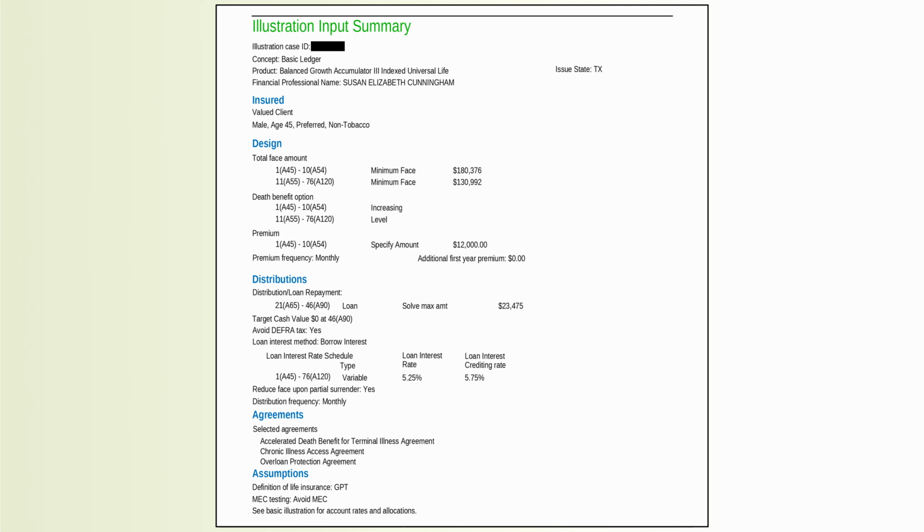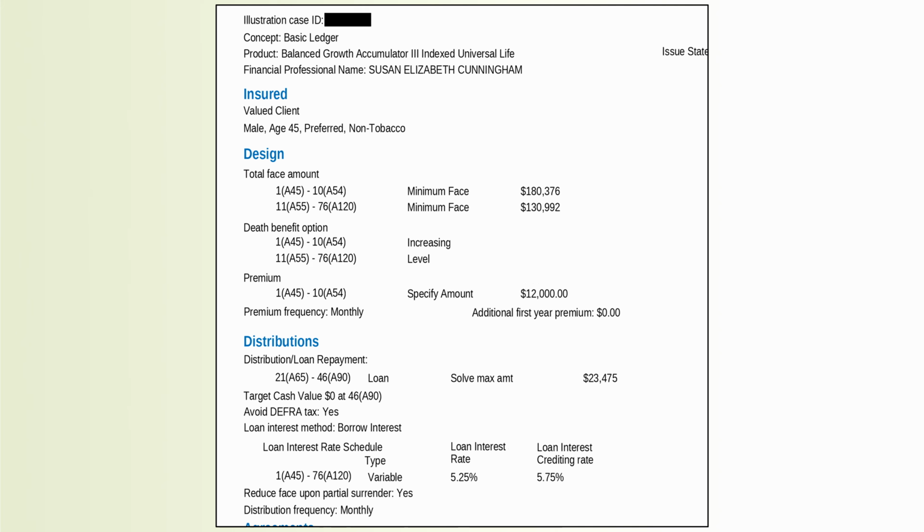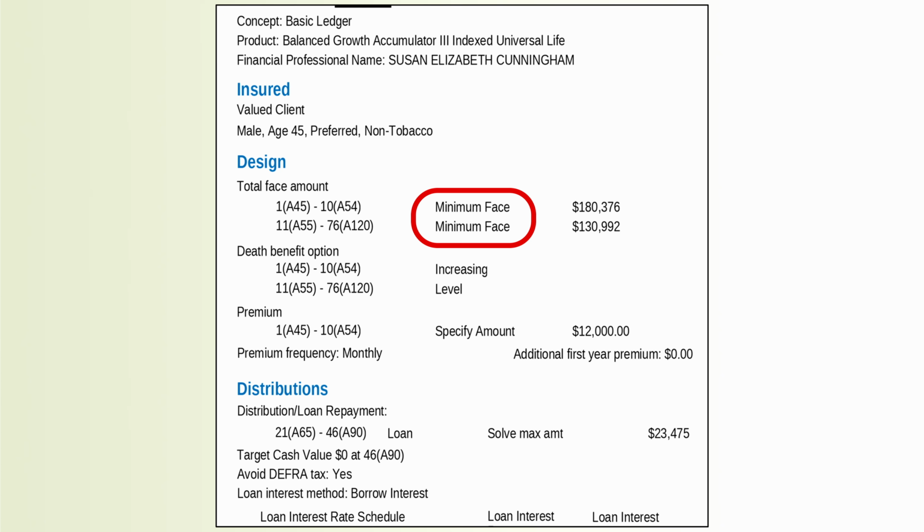An IUL is about maximizing your cash accumulation. You always want the lowest death benefit the IRS will allow. In this example, you can see the total face amount is minimum face. This is automatically calculated based on your desired premium amount as well as your age and gender. Notice how it is to the dollar.